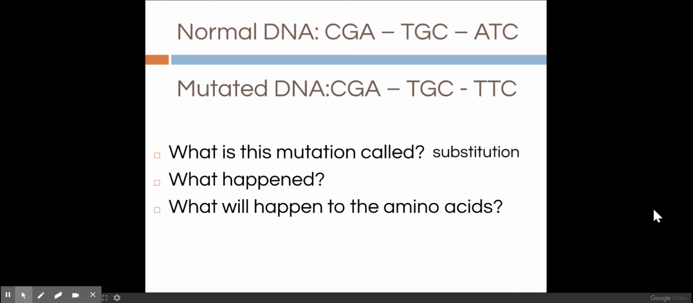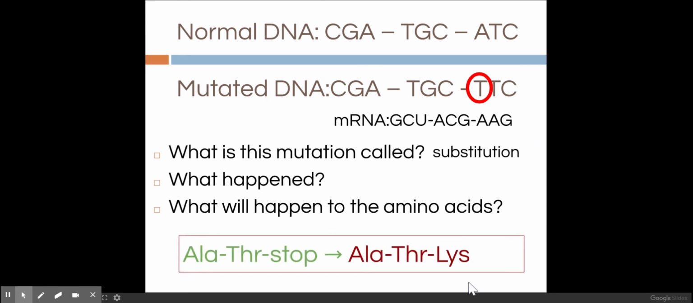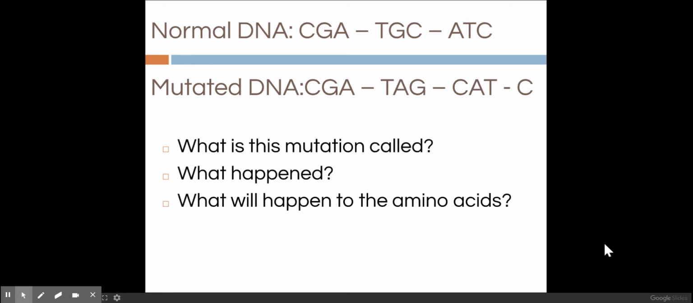All right. So this is what we call a substitution. Notice this T is substituted, it's switched. So you go from an A to a T, which changes the messenger RNA, which changes the amino acid sequence. So that stop is now a less. Let's try with this one. Again, pause me, answer it, and then come on back.